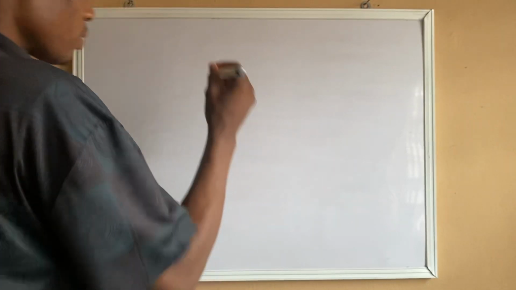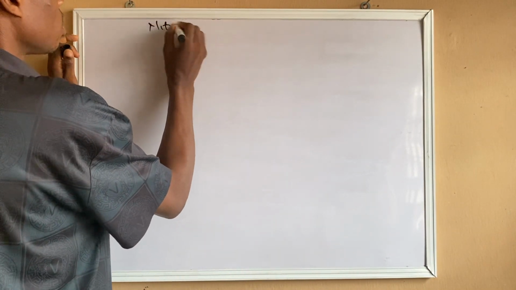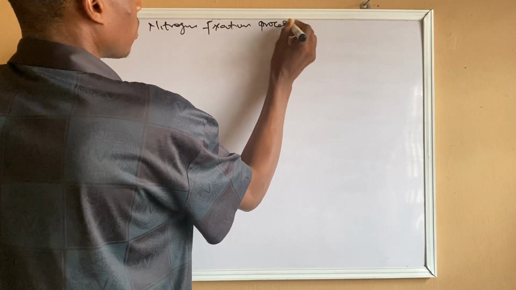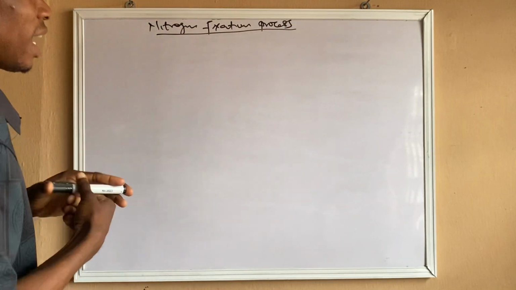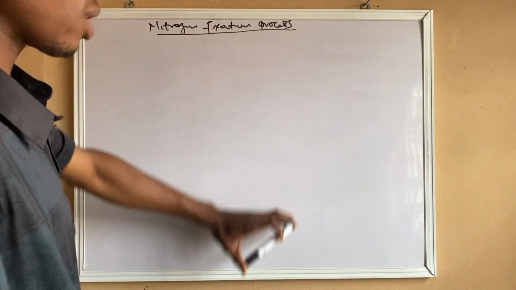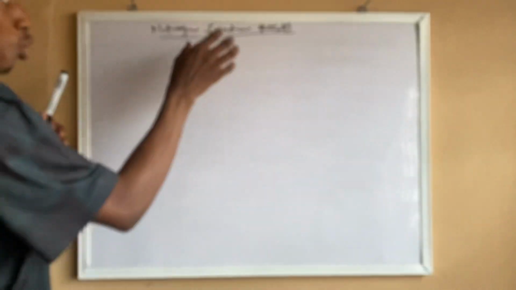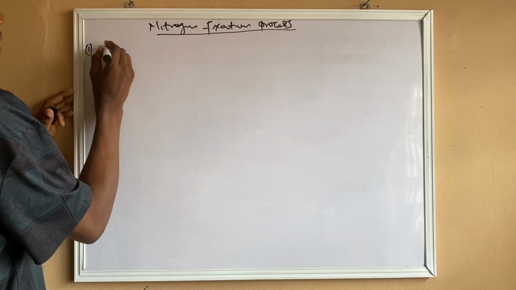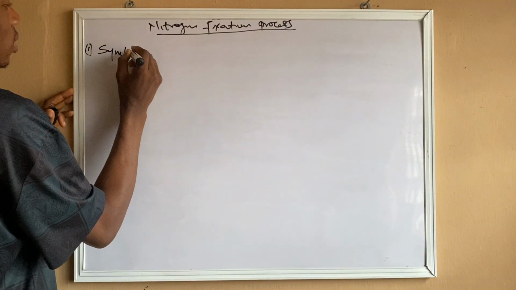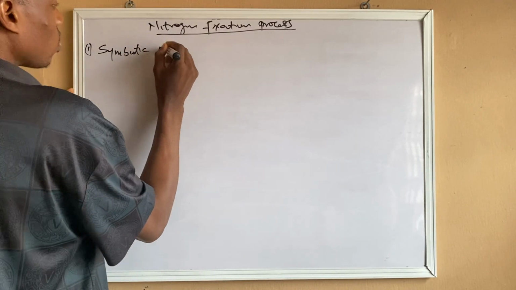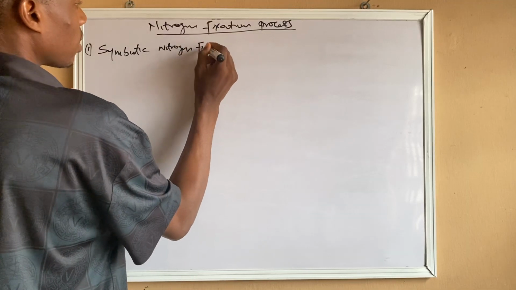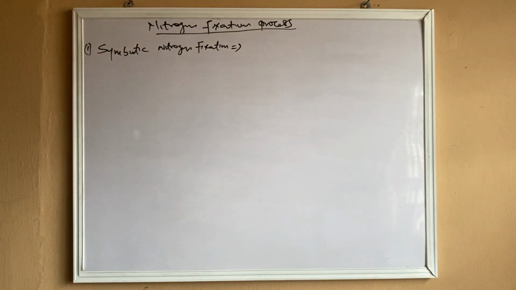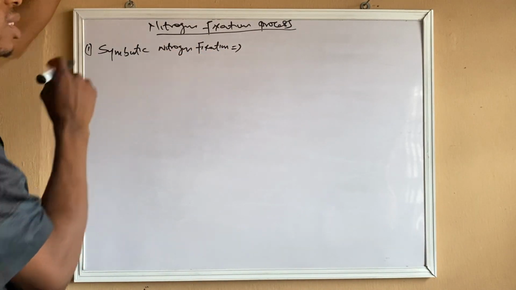So let us now discuss the nitrogen fixation process. We have already talked about the diagram of the nitrogen cycle, right? Let us now discuss nitrogen fixation. You could remember I said it is a process, it is a sequence. So number one, symbiotic nitrogen fixation.